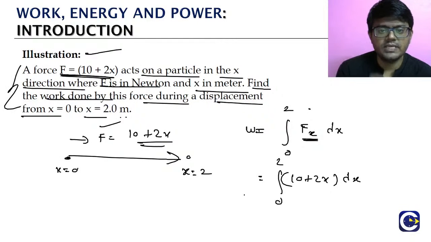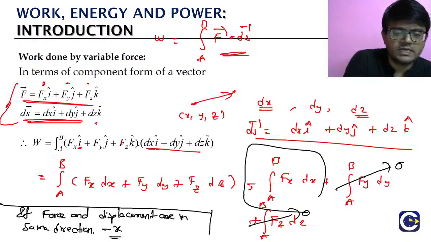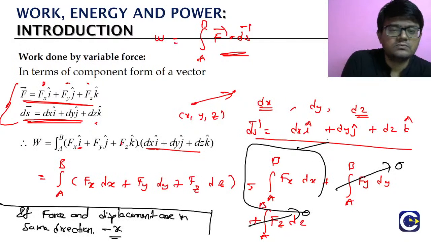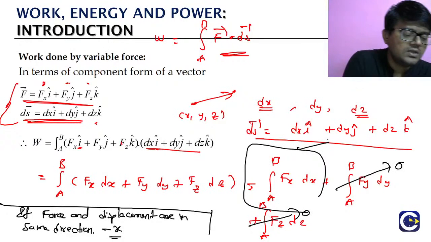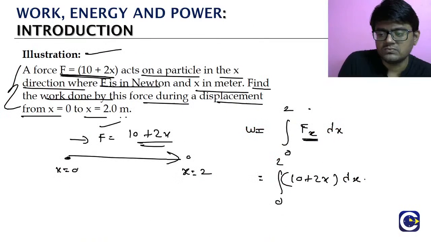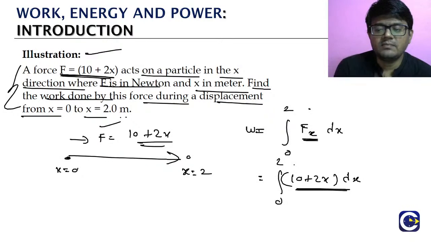Okay? So here the force is in the same direction as the displacement. Because the force is acting only along the x direction, right? Fy will be 0, Fz is 0. So that's why we have only integral Fx dx. That gives us the work value. So look, here the integral of 10 plus 2x dx.